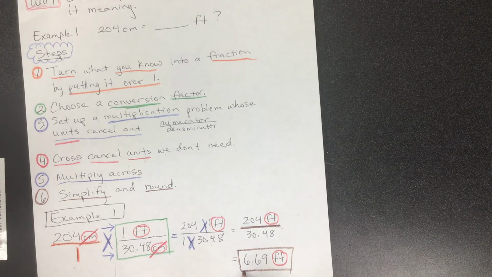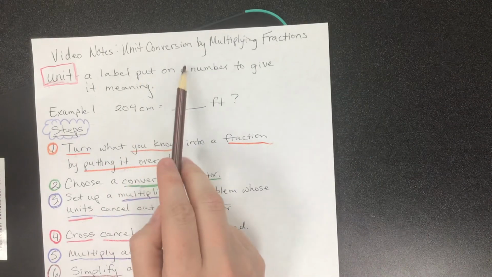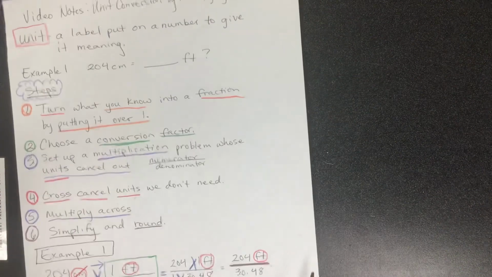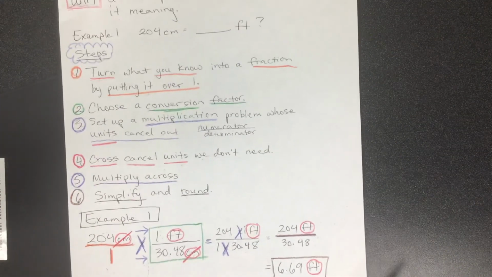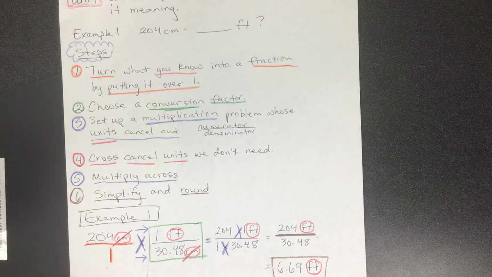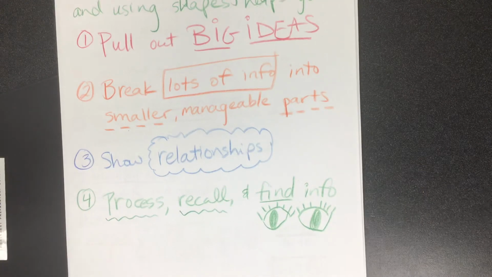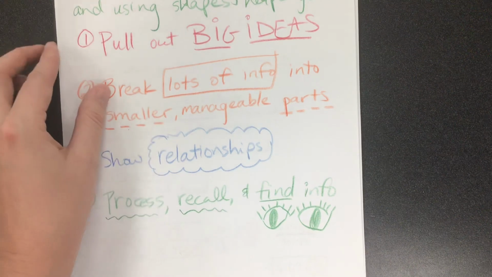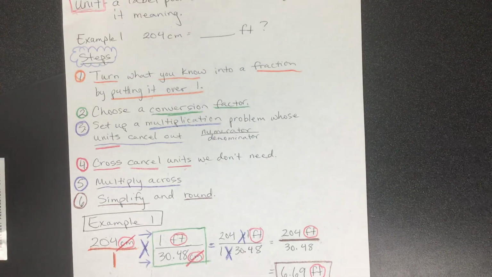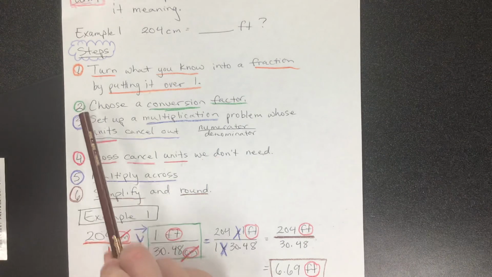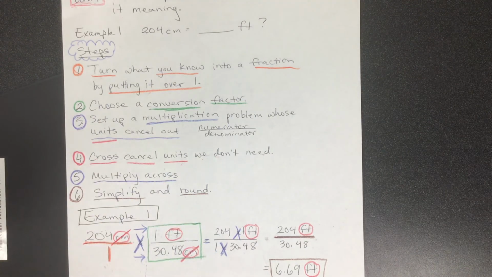The whole point of this activity is unit conversion, so you've got to be sure there are units in the answer. So you can see how we've used color, shapes, and highlighting to do these 4 things: pull out big ideas, break big info into smaller manageable parts, show relationships, and it's going to help us process, recall, and find information. So that if I get a new problem, I can easily look at the colors to remind me of the steps that will help me work problems in the future.